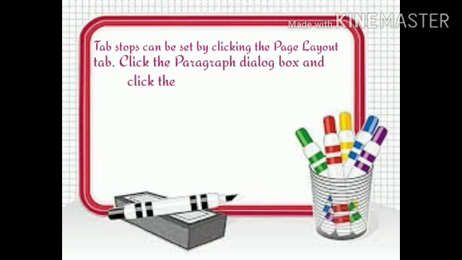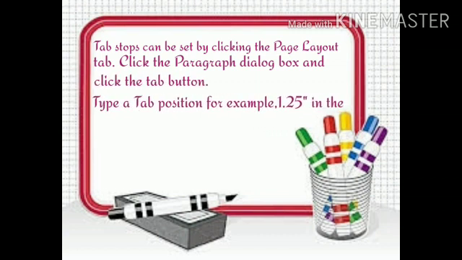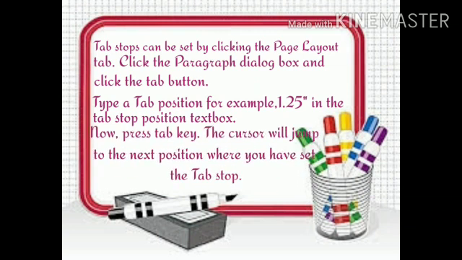Tab stops can be set by clicking the page layout tab. Then click the paragraph dialog box launcher and click the tabs button. Then type the tab position, for example 1.25 inch in the tab stop position text box. Select any of the alignment options and click the set button. Similarly, set a new tab at 3 inch and click OK. Now press the tab key, the cursor will jump to the next position where you have set the tab stop.